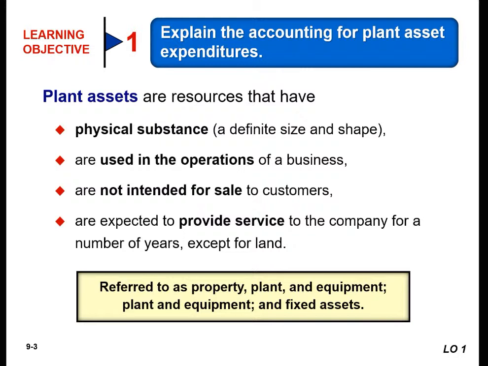Plant assets, also known as property, plants, and equipment, are resources that have physical substance. They have definite size and shape. We can actually touch them, and they're used in the operations of a business, and they're not intended for sale to customers. It's important that companies keep these assets in good operating condition, and they replace worn out or outdated assets and expand their productive assets as needed. These assets are expected to provide service to the company for a number of years and are also known as our fixed assets.